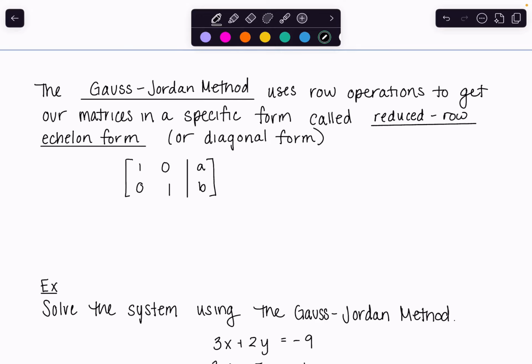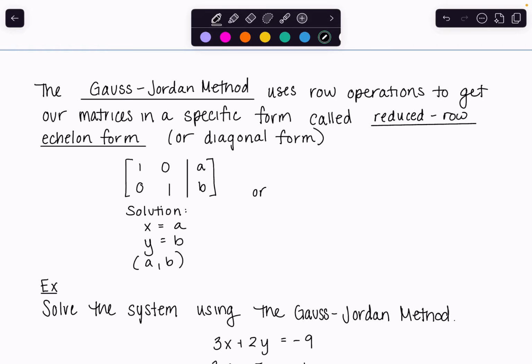So if I can put it in this first form, we can immediately pick off what our solution is. The first row tells us we have 1x, and that's equal to whatever the constant is on the right. And then the second row tells us we have no x's and 1y. So you immediately get y is equal to b. And then that corresponds to that point of intersection between the two lines.